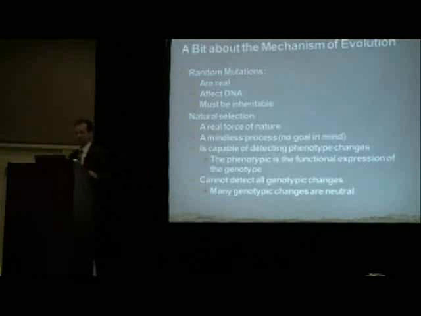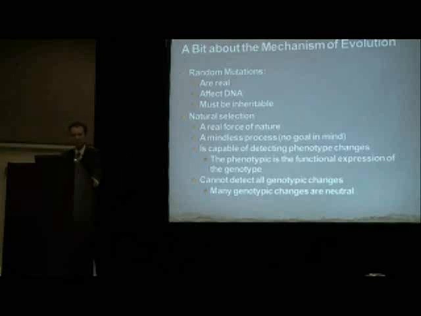A bit about the mechanism of evolution. Random mutations, are they real? Do random mutations happen? Yes, they're real. Do they affect DNA? Yes. They must be inheritable to be passed on to your children, right? So mutations can't be random anywhere in your body cells. They have to be random mutations in your gametes, in your sexually reproductive cells, in order to be passed on.